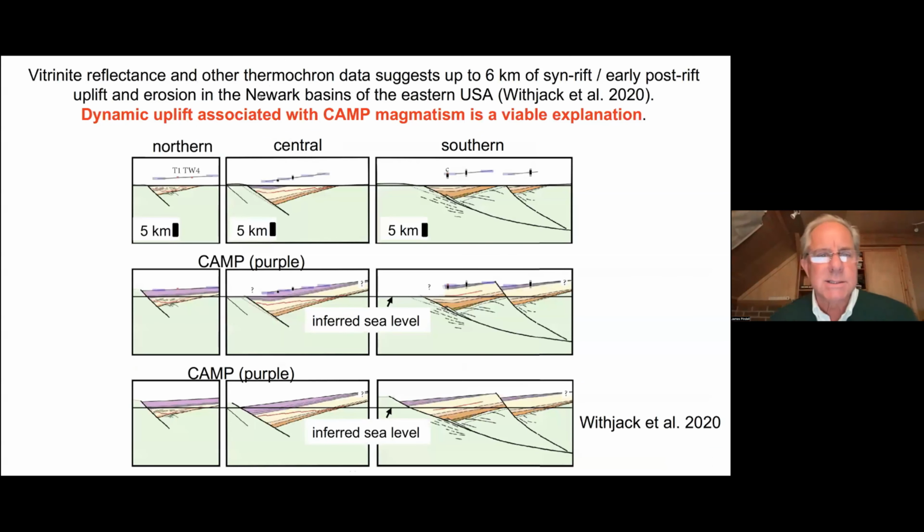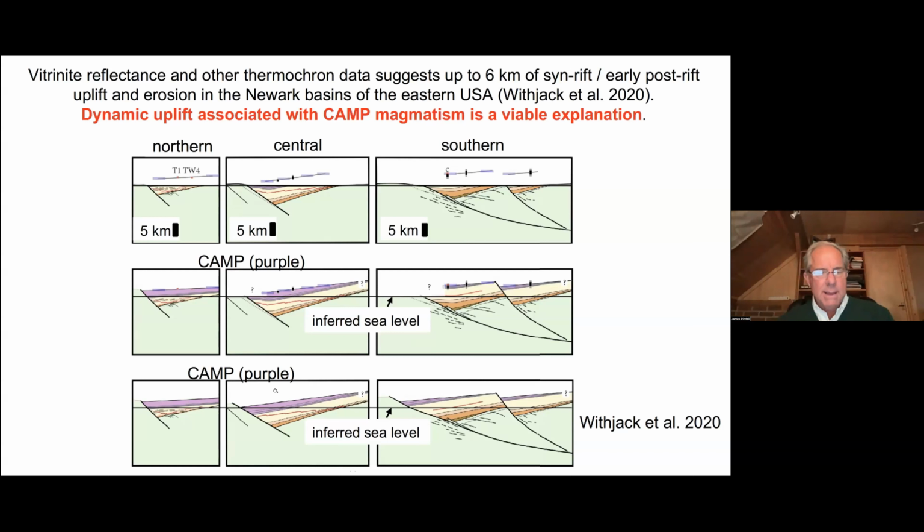Another way to look at this is to look at examples such as the Newark basins of eastern USA. Martha Withjack has done a beautiful job looking at vitrinite reflectance and other thermochron data, which suggest up to 6 kilometers of syn-rift uplift and erosion of these Newark basins. She gets the data from what's left of the basin, and then she can reconstruct what the basins must have looked like at the time of deposition.